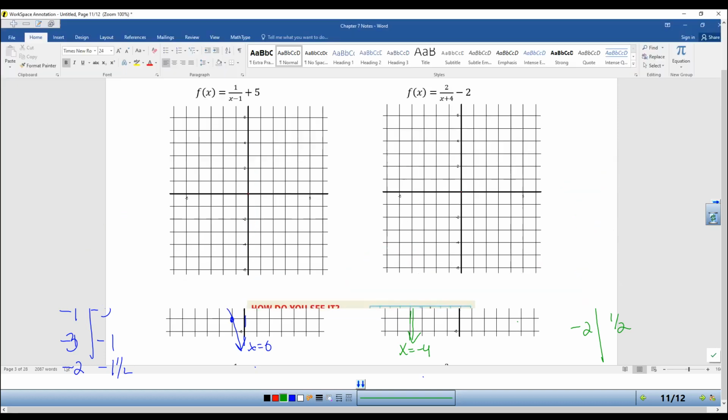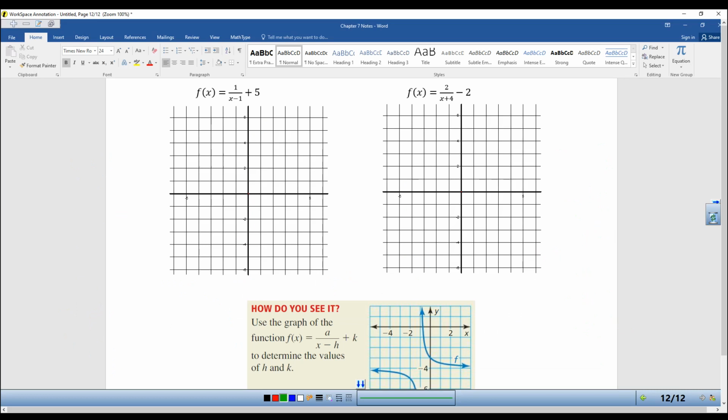If you still are watching me and haven't tried any on your own, I highly encourage you to see if you can do these next 2. So now this one is going to move to the right 1 and up 5. So right 1 and up 5, that's going to be my new origin. But when I make my table, I'm just going to use y is equal to 1 over x. I'm not going to include that -1 and that 5 at all. So 1, 1, 2, 1/2, -1, -1, -2, -1/2.